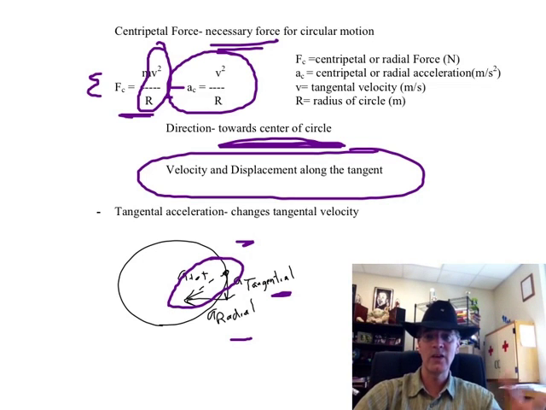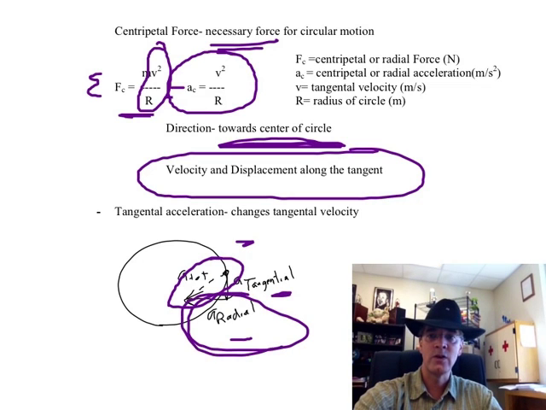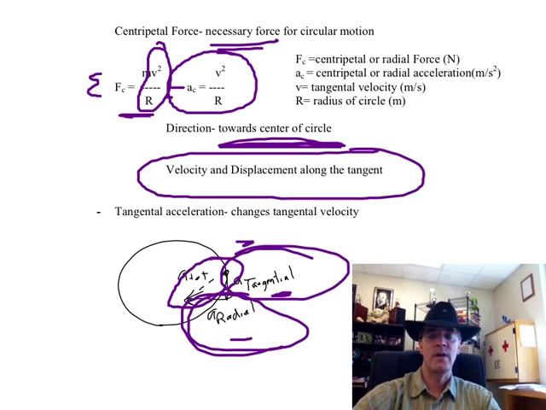So there actually are two accelerations when we're talking about going in a circle. This one here makes it go in a circle. This one here makes it go faster around the circle. So realize there's two in there, and sometimes you have to add them together with a squared plus b squared equals c squared.